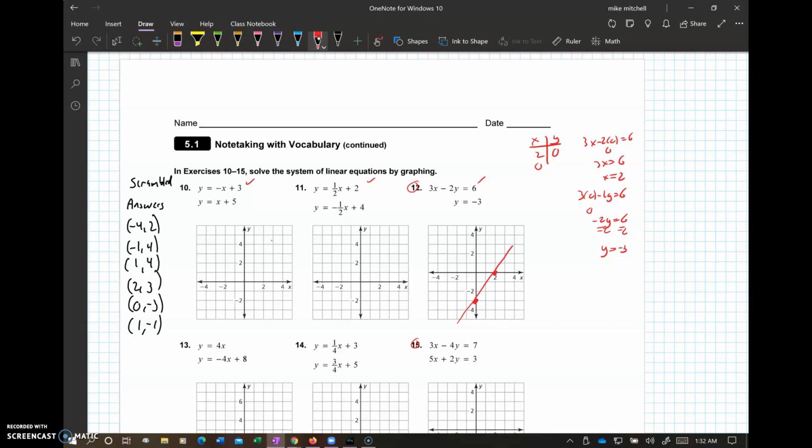I graph these. And graphing accurately is going to be important here since you're looking for the intersection. If your graph is off, your answer is going to be off. And I got y equals negative 3. That's going to be the purple. That's just this horizontal line right here.